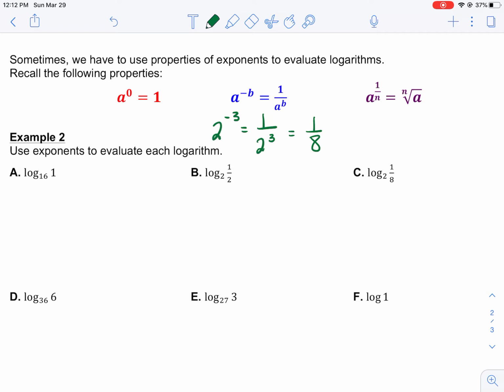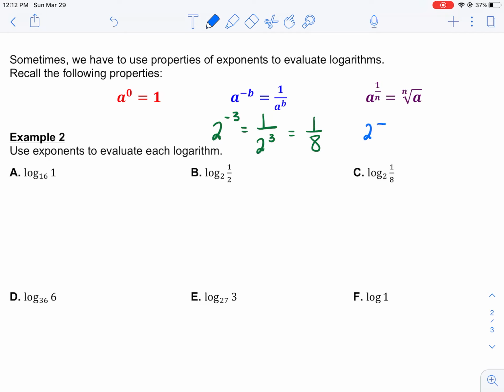And the last property that you are going to have to use is the rational exponent property. Remember, if you have a base to the 1/2, that's the same as the square root, or a base to the 1/3 is the same as the cube root.